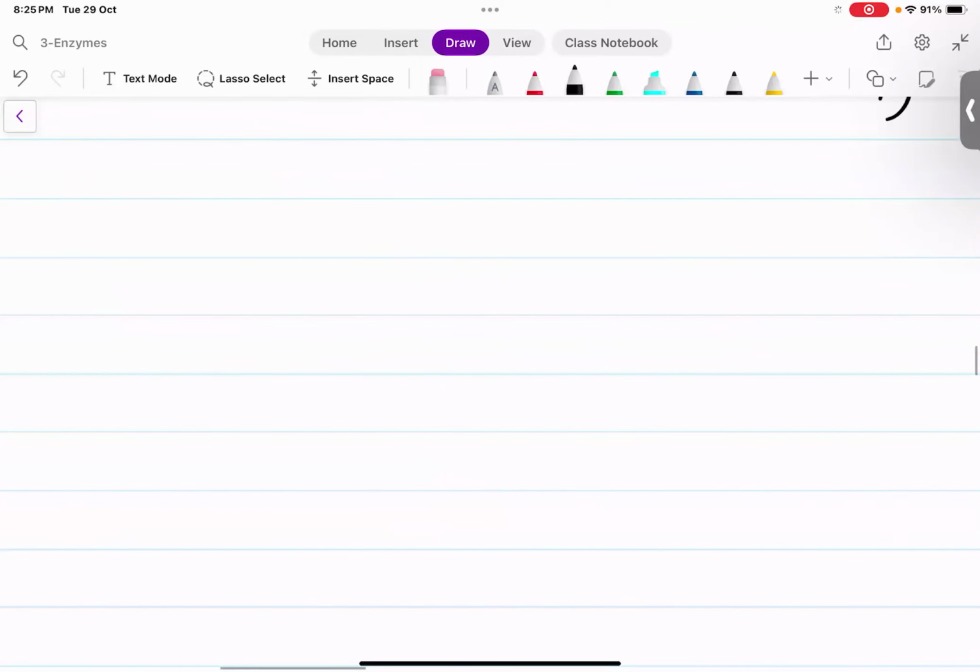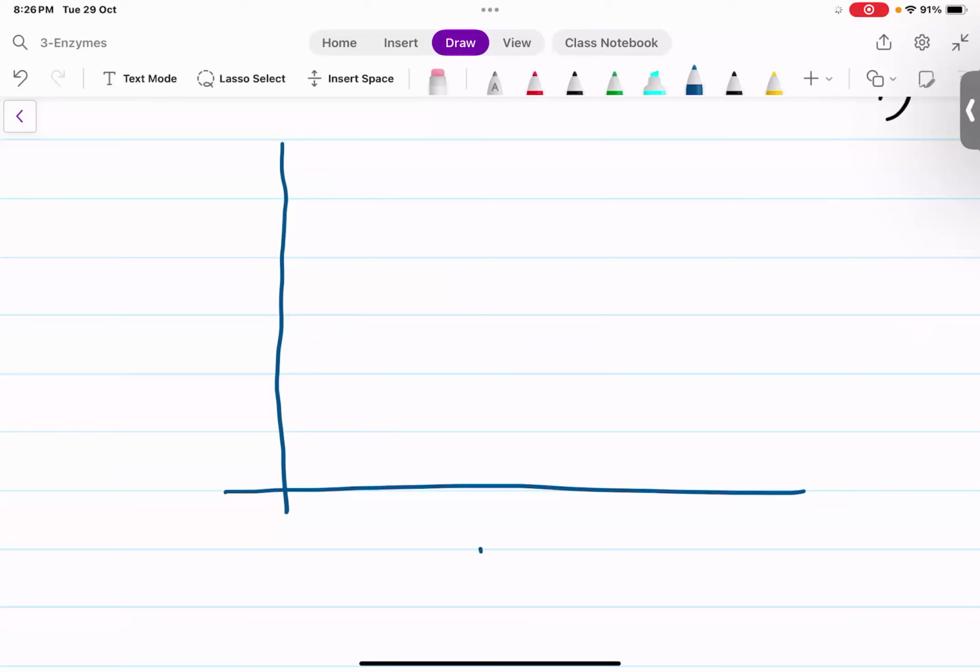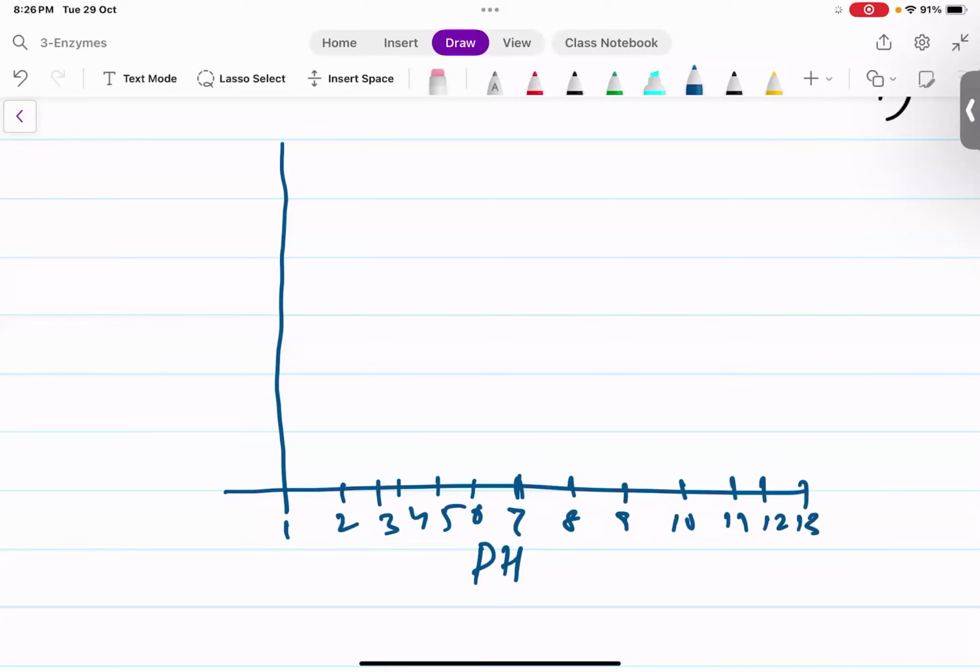If we carry out an experiment to see the effect of pH on the rate of an enzyme action, then we should plot pH on the x-axis. We may have neutral pH here. We will have the other values, maybe 1, 2, 3, 4, 5, 6, and 7 here. We will have 8, 9, 10, 11, 12, 13, and 14 here. Okay, so this is the pH range.